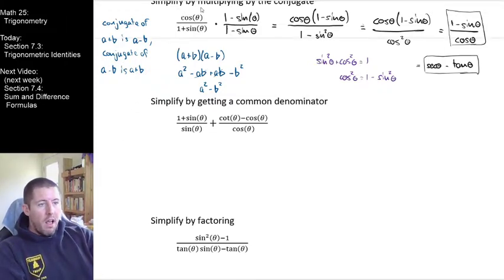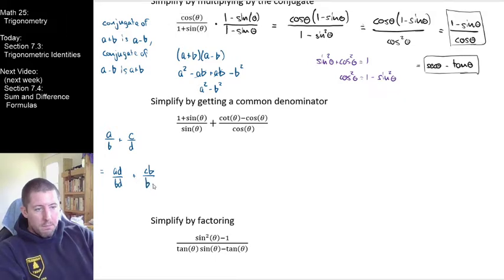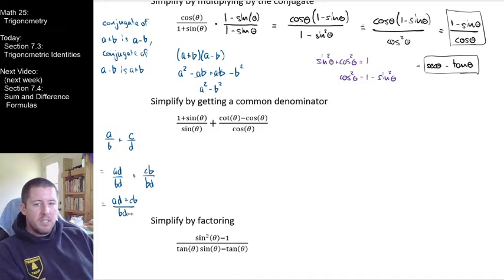This is something that I know all of us have seen many, many times algebraically here. A over B plus C over D. If I want to add these two together, I would have to get a common denominator. In this case, if B and D don't have any common factors, then I would need a B times D. I would say AD over BD plus CB over BD. And then I could rewrite this as one single fraction, AD plus CB over BD, right? We've all gotten common denominators and added fractions together before.